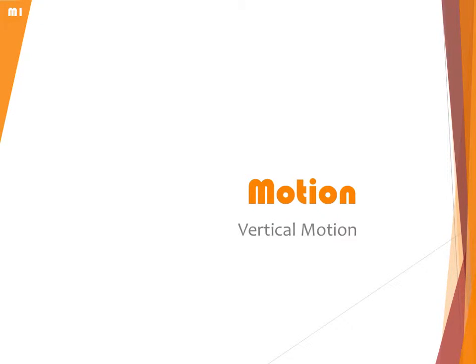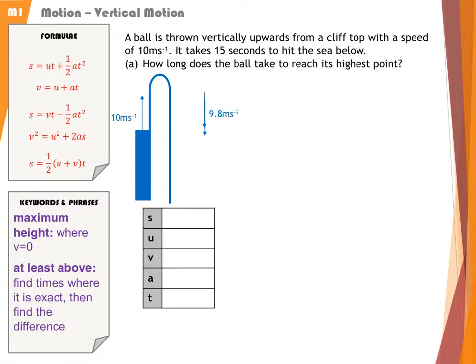So this video is going to be on vertical motion, still using the Suvat equations. We're going to follow the same principles in reading the question, drawing a diagram, and then getting our data table. So here's an example. We've got here a ball which is thrown vertically upwards from a cliff top.